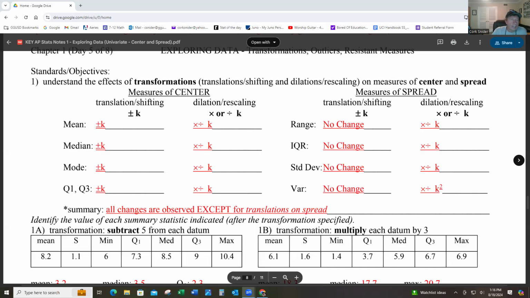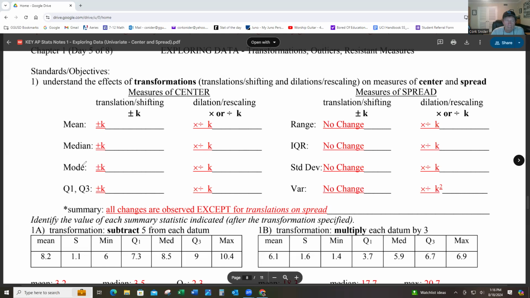Okay, this is chapter 1, day 5 for the AP stats, and we're going to walk you through this. This is actually really simple to do. So the video itself will not take very long, but it's possible that you may stop and write. So we're talking about transformations.